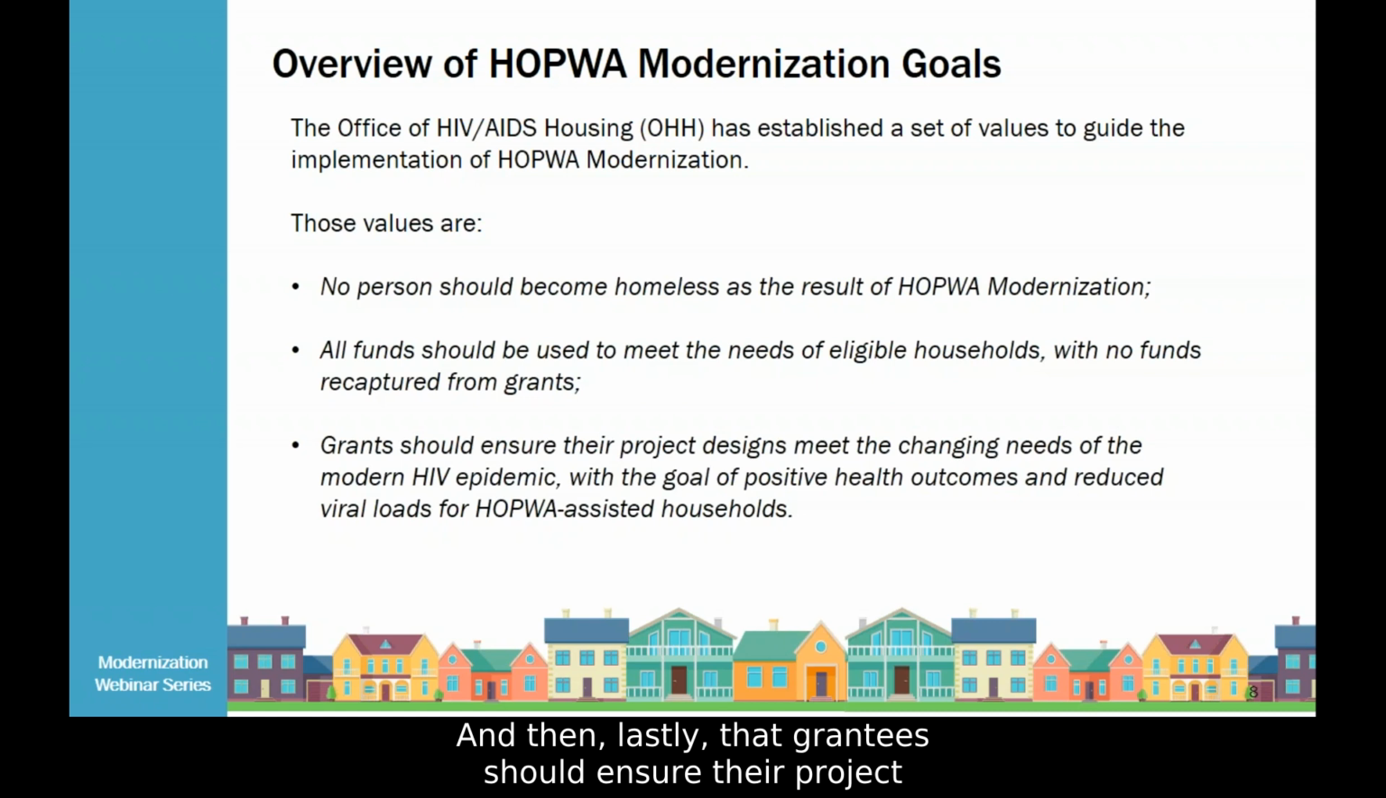And then lastly, grantees should ensure their project designs meet the changing needs of the modern HIV epidemic. That includes a goal of ensuring positive health outcomes and reduced viral loads for HOPWA-assisted households. That's particularly important if you have HOPWA programs that have been around for a long time. Getting additional funds might be an opportunity to think about modernizing those actual programs and not just modernization as in the formula.